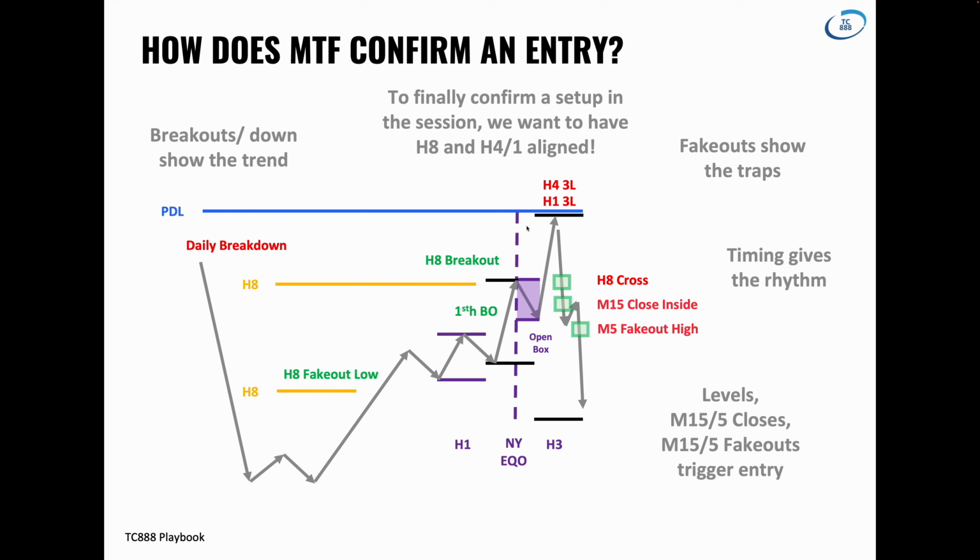Then we wait for the New York equity open. We wait for the open box to print. And then after the open box, into the third hour, our time comes. Then we look at the fake outs, they show the traps. We look at timing, timing gives the rhythm. And then we look at levels, M15 and M5 closes, and check for a confirmation of our entry. So let's go through this now, bottom up.